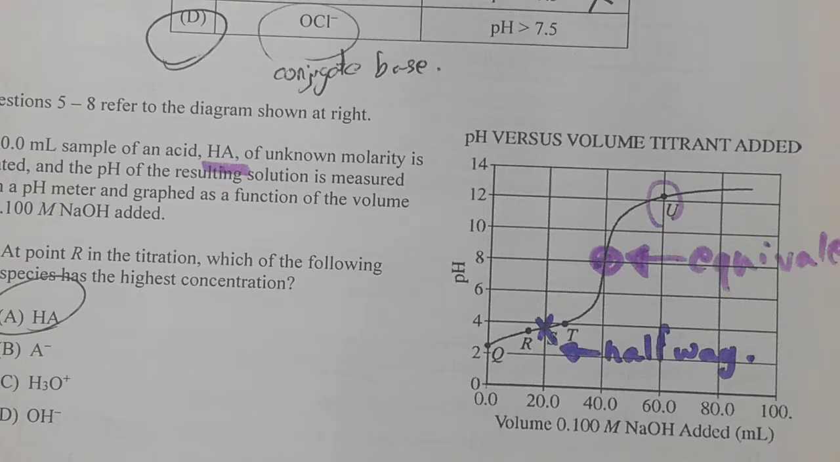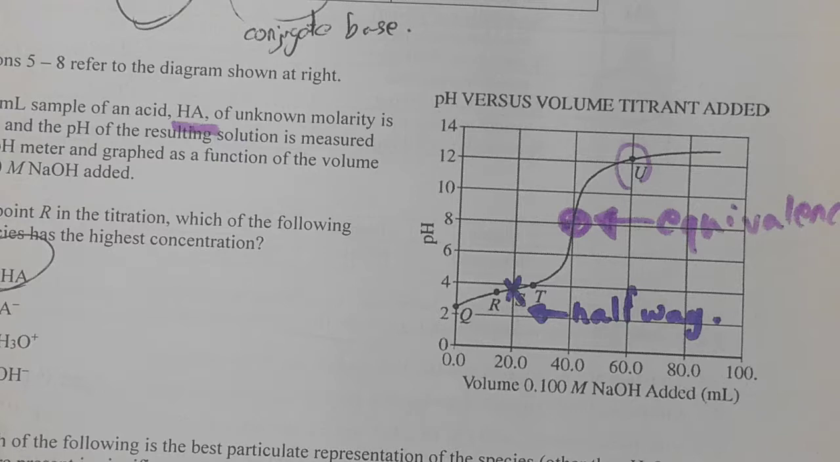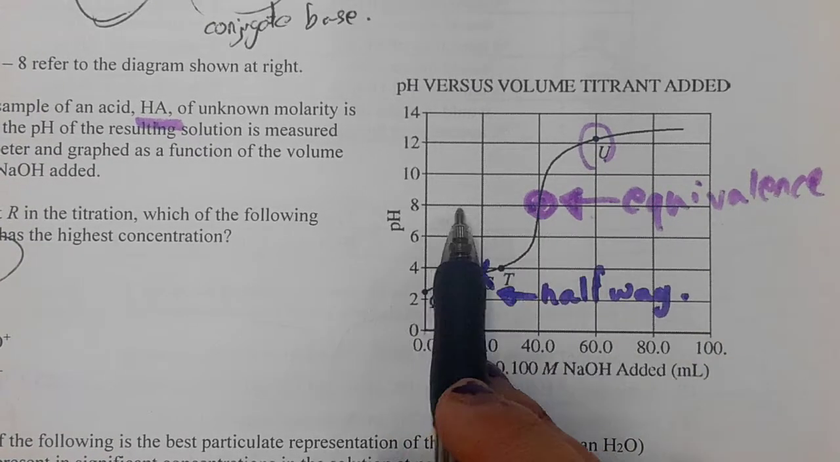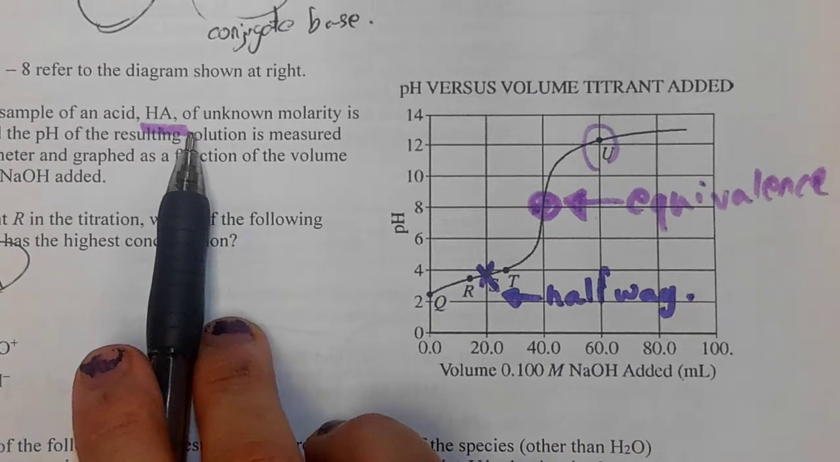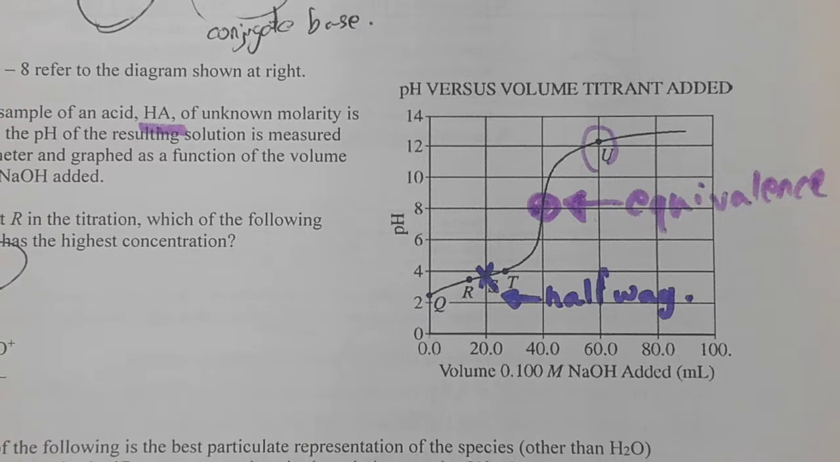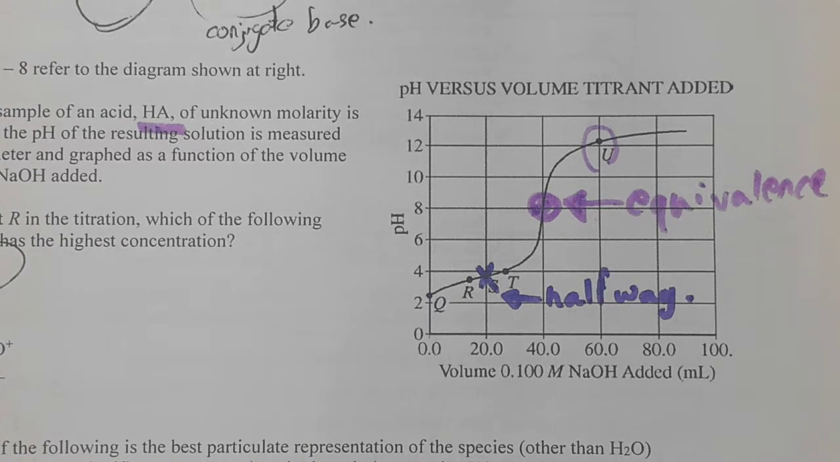I said it is a weak acid. How do I know that? The equivalence point is a little bit basic, right? At the equivalence point, it's greater than 7. If it's 7, we know that this is a strong acid, because strong acid and strong base gives a pH of 7. Weak acid and strong base, the pH is above 7.